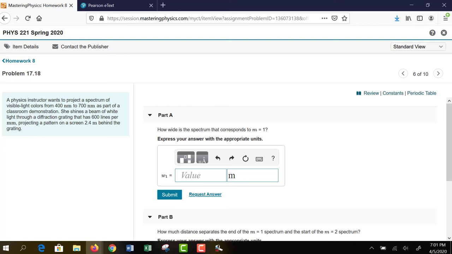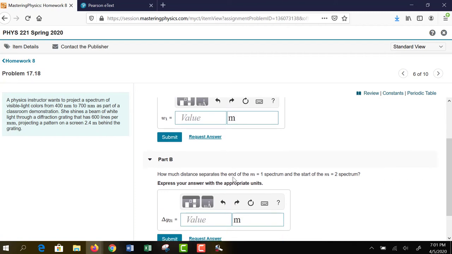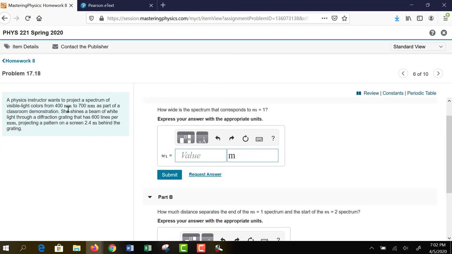So she shines a beam of white light. The diffraction grating has 600 lines per millimeter, projecting a pattern on a screen 2.4 meters behind the grating. So the distance from the diffraction grating to the screen is 2.4 meters. And we want to know how wide is the spectrum that corresponds to m equal to 1, measured in meters, be careful. And then how much distance separates the end of the m equal to 1 spectrum and the start of the m equal to 2 spectrum. By spectrum, they just mean all the different colors in between 400 nanometers and 700 nanometers.